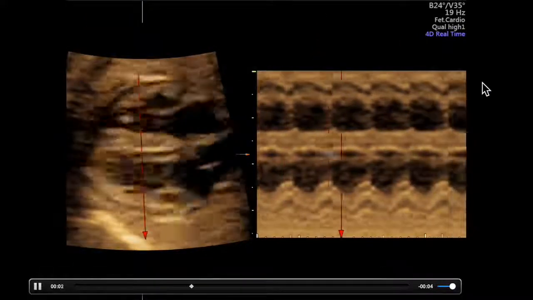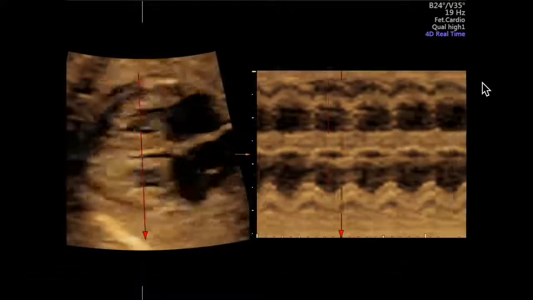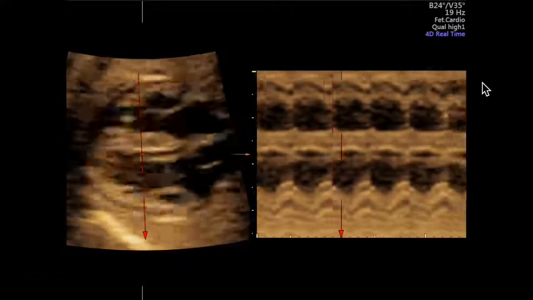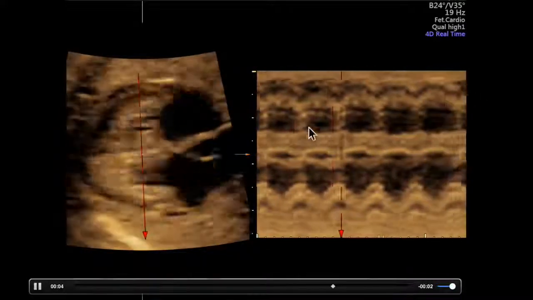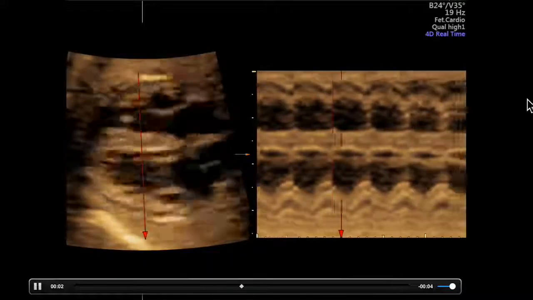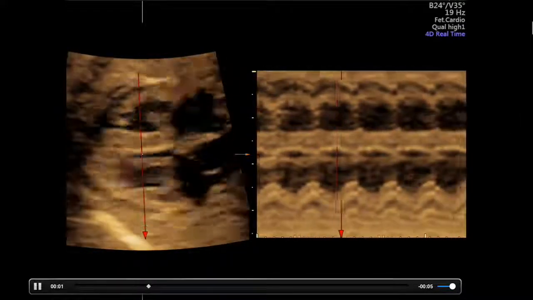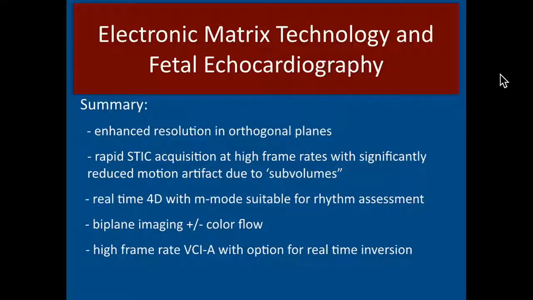Now, the real-time 4D is useful for rate and rhythm assessment because it's not a single gated beat. So in this case, you can look for regularity of ventricular contraction. So this is a regular rate. There's no evidence of ectopy. And if you arranged your M-mode line differently, you could even show AV conduction.